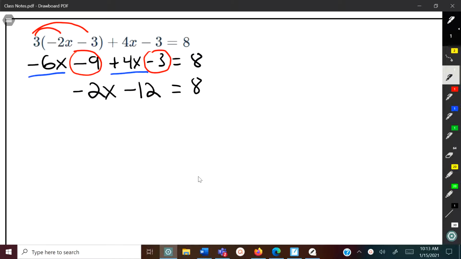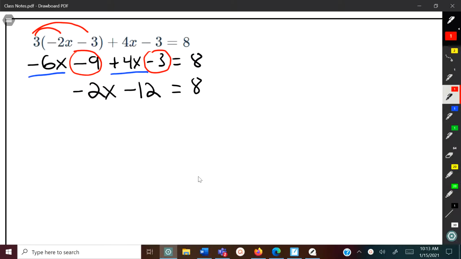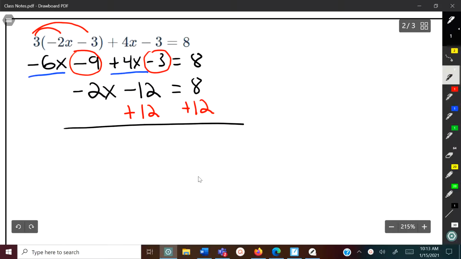Now we could do what we did in a previous lesson and just solve the two-step equation. We want to isolate the variable term, which is negative 2x. Okay, and we're going to do that by removing this constant term. I'm going to add 12 on both sides. Alright, the 12s cancel out, so I'll bring down this negative 2x. And then here you have the same sign, so you find the sum. 8 plus 12 is 20.